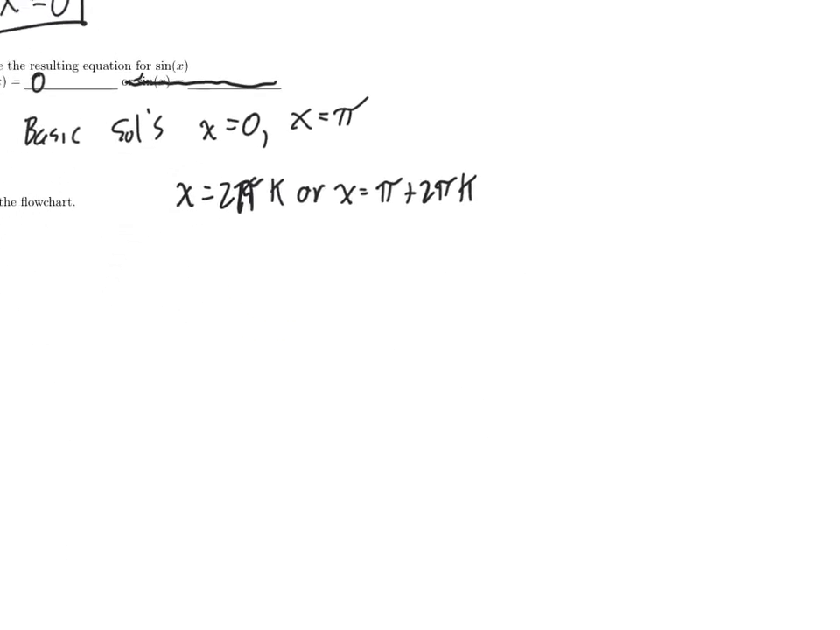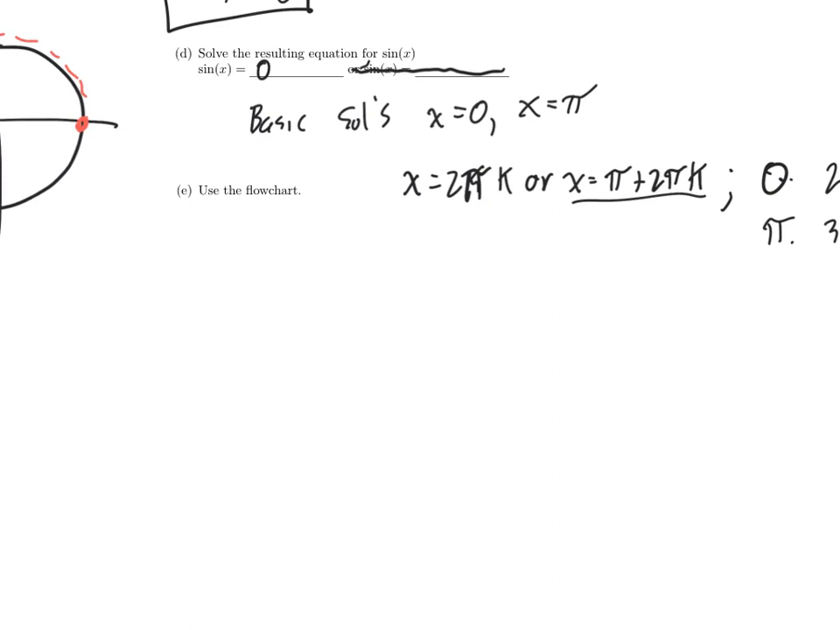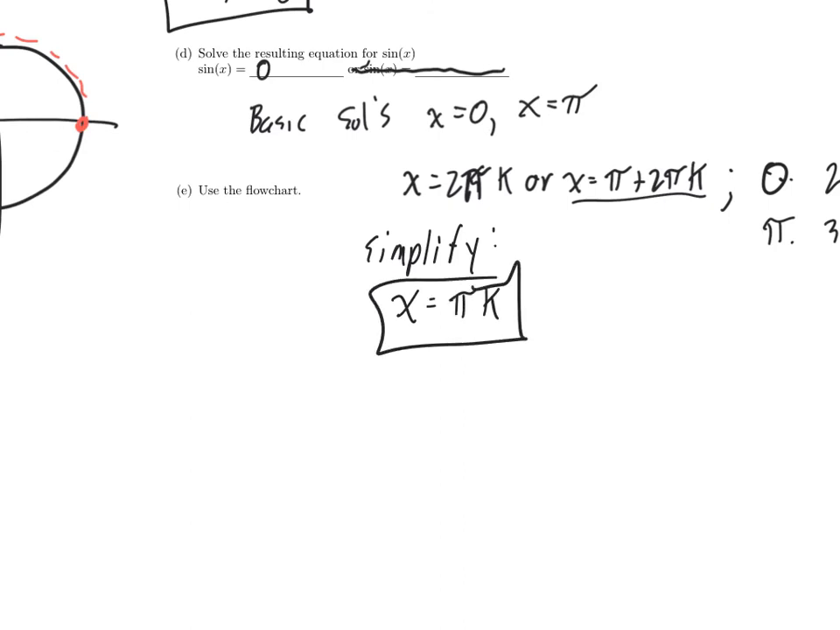And let's actually look at those, because I think that that family of solutions will simplify. So let's list these. When k is 0, I get 0, 2 pi, 4 pi, 6 pi, and so on. That formula will give me pi, 3 pi, 5 pi, 7 pi. So listing them in order, I'll see 0, pi, 2 pi, 3 pi, 4 pi, 5 pi, 6 pi, 7 pi. That's any multiple of pi. I get the family of solutions given by x equal to pi k.